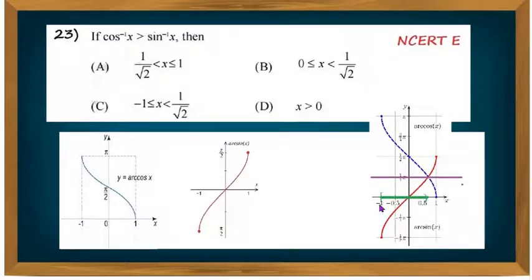From the figure, we can observe cos inverse x is greater than sin inverse x when x is in the interval minus 1 to 1 by root 2. Here 1 by root 2 is not included because it is asked cos inverse x is strictly greater than sin inverse x. Therefore, the right answer is option C, that is minus 1 less than or equal to x less than 1 by root 2.